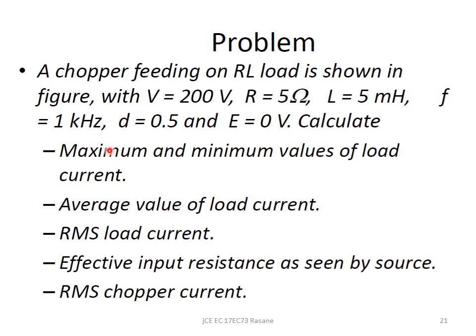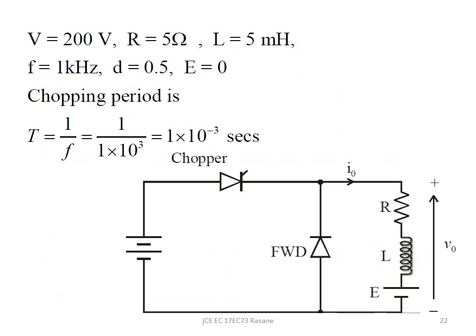We have done these two earlier problems, and the RMS load current we had not done. So let's see how we go about it. We have all the formulas again. This is your step down chopper with the RL load. E term is 0. V is given as 200, R is given as 5 ohms, L is given as 5 millihenries. The frequency of the chopper is 1 kilohertz. The duty cycle is 0.5.